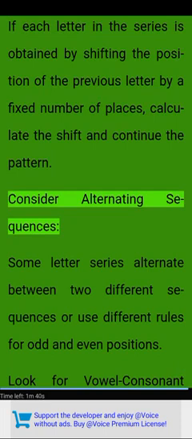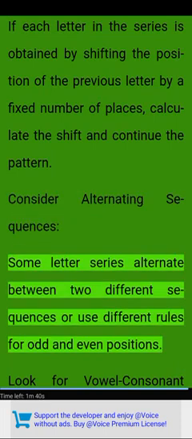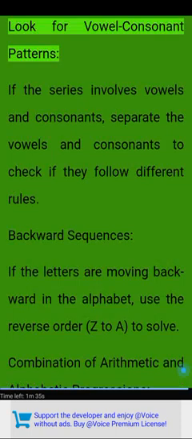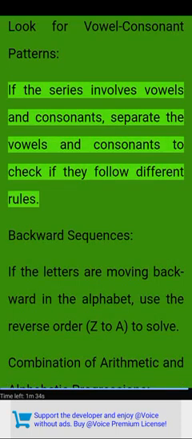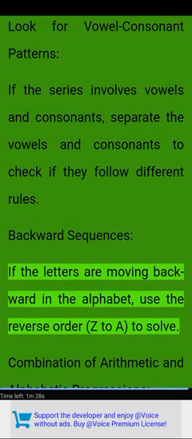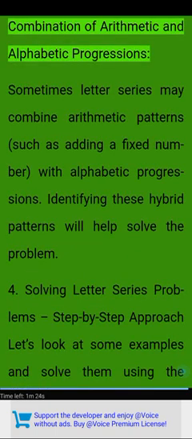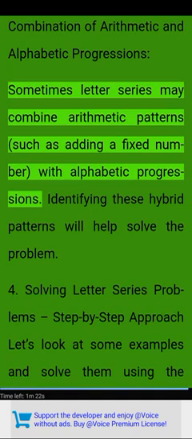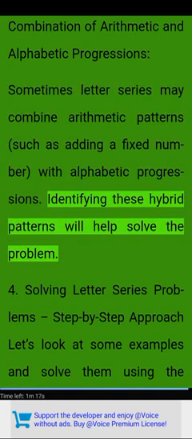Consider alternating sequences. Some letter series alternate between 2 different sequences or use different rules for odd and even positions. Look for vowel-consonant patterns. If the series involves vowels and consonants, separate the vowels and consonants to check if they follow different rules. Backward sequences. If the letters are moving backward in the alphabet, use the reverse order, C to A, to solve. Combination of arithmetic and alphabetic progressions. Sometimes letter series may combine arithmetic patterns, such as adding a fixed number, with alphabetic progressions. Identifying these hybrid patterns will help solve the problem.